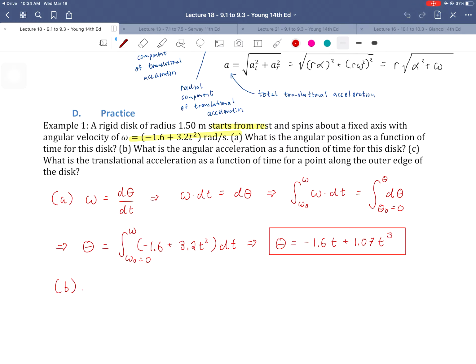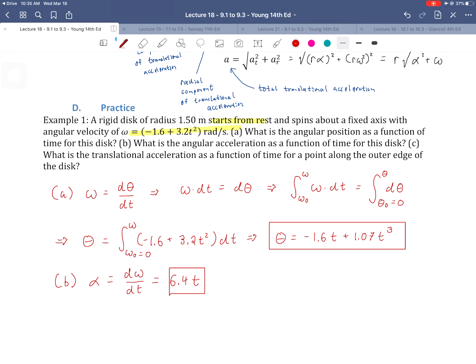Well, that's simply going to be the derivative of our given angular velocity vector. So it's just d omega dt. Okay, this one should be very straightforward to calculate. And so we see what we get is just 6.4 t. Okay, so we have a linearly increasing angular acceleration.